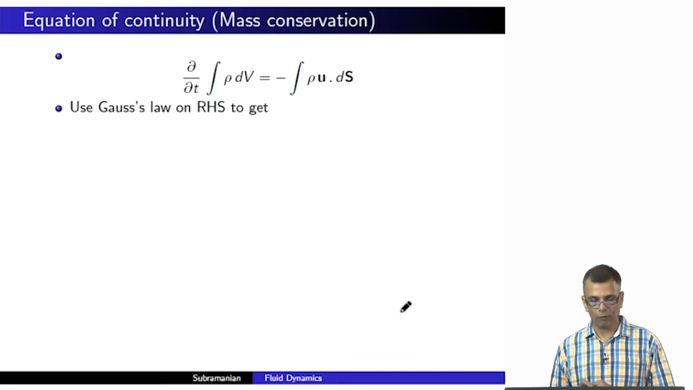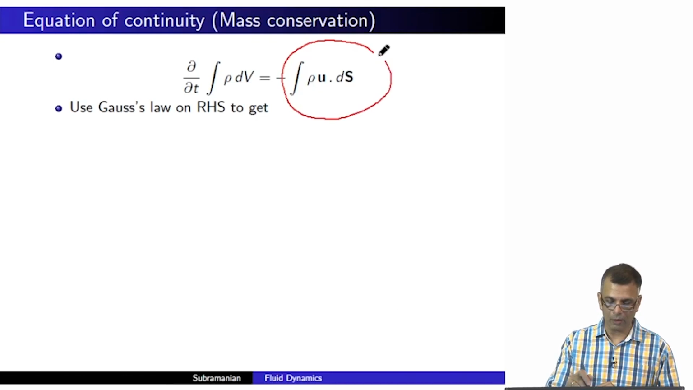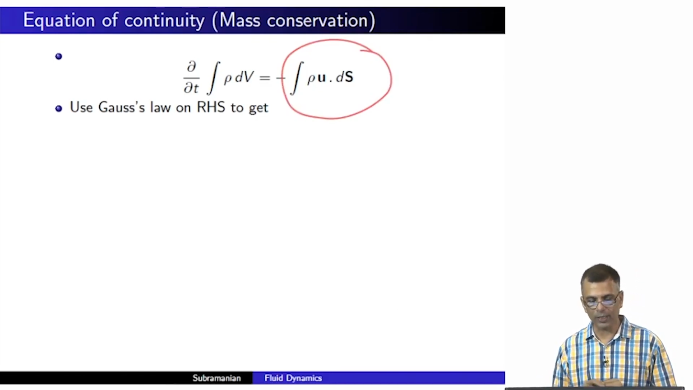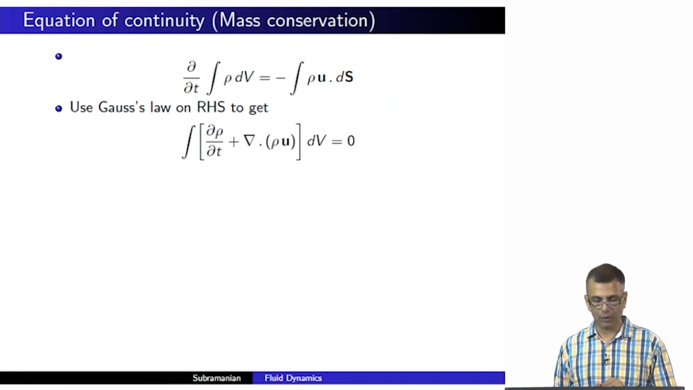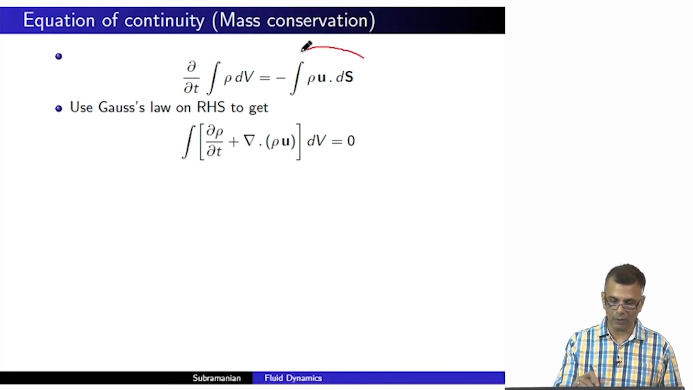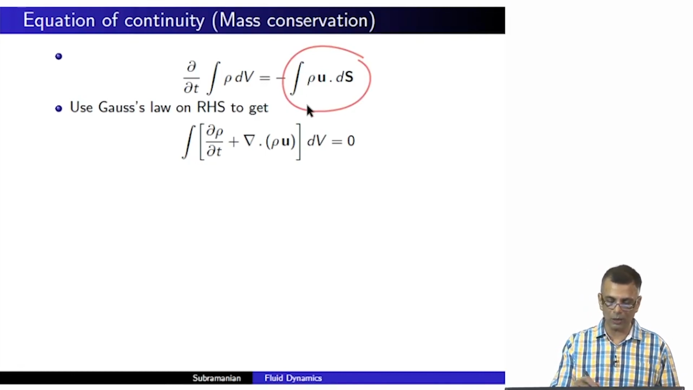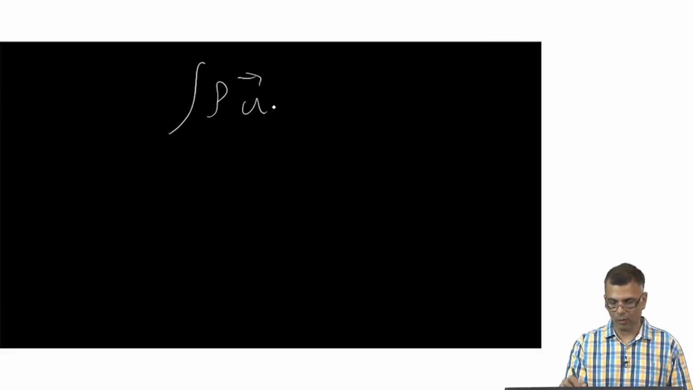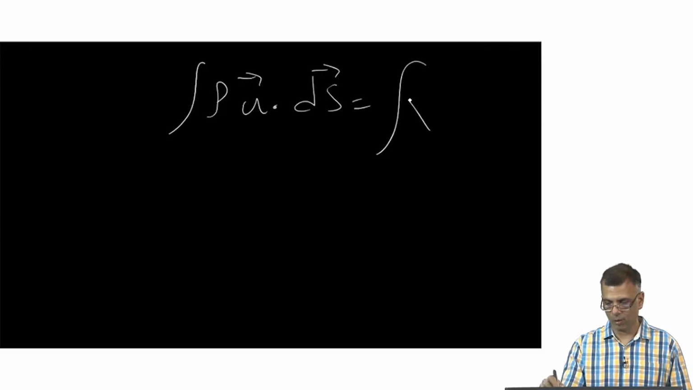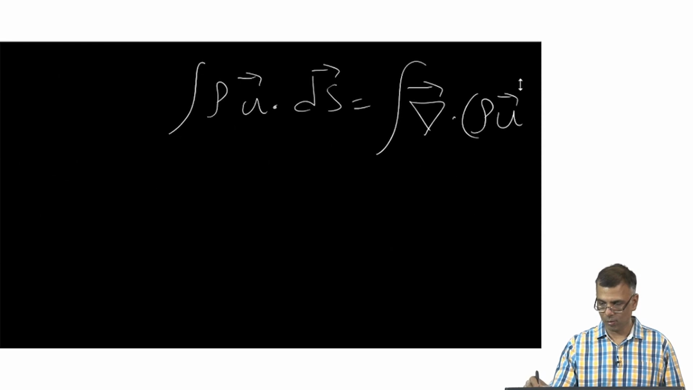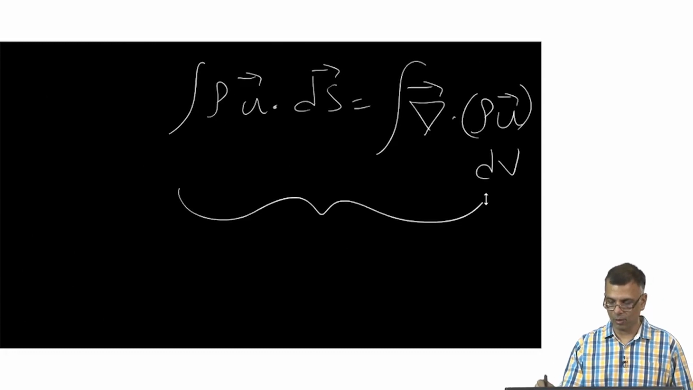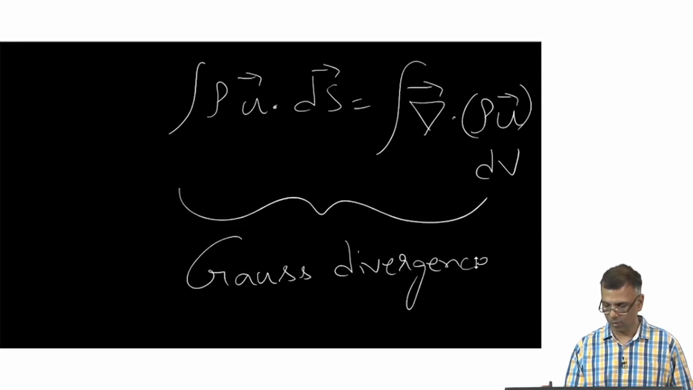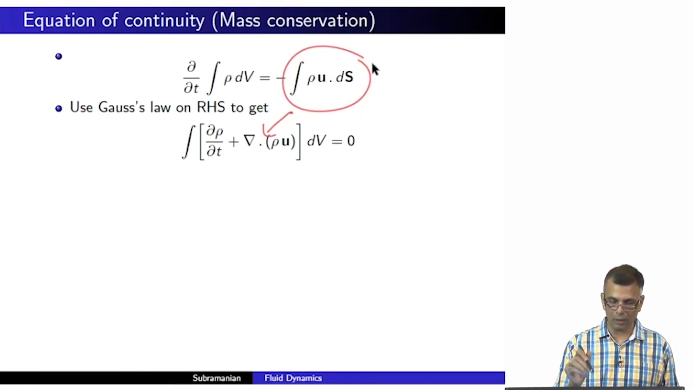And now we do a little bit of vector calculus. We apply Gauss's law to the right hand side to get the following. In other words, we convert the surface integral into a volume integral. So in doing so, this becomes this. All we are saying is that, so we apply this here to get something like this.